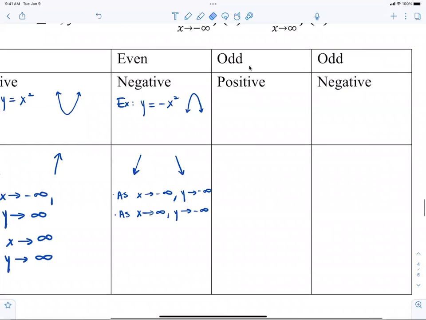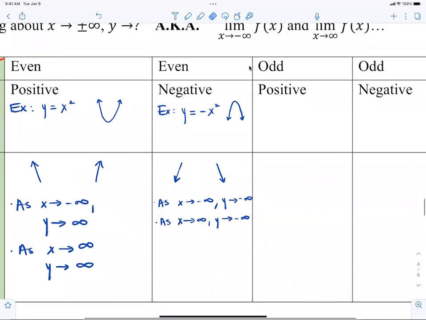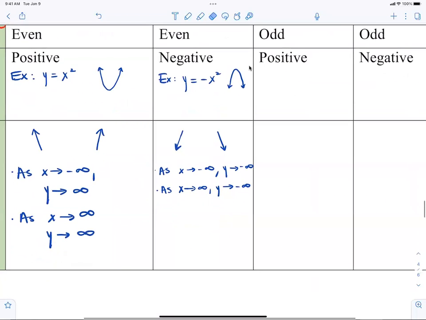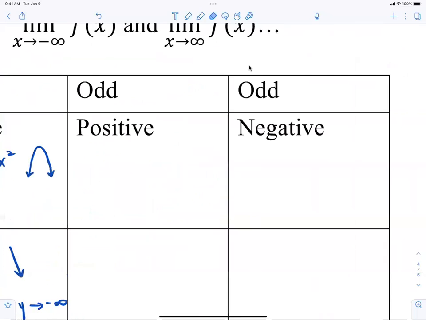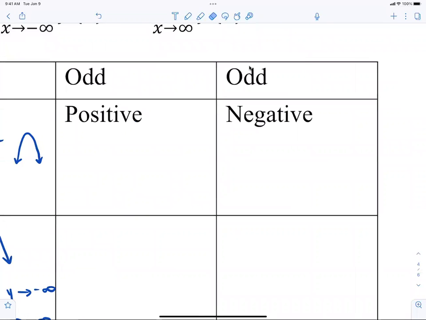Any other questions, you guys? Okay, odd degree polynomial with a positive leading coefficient. My example is a line with a positive slope. You could think of x cubed too, if you prefer.